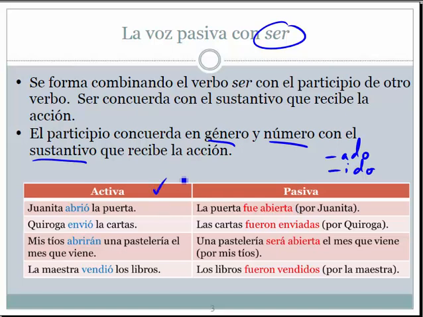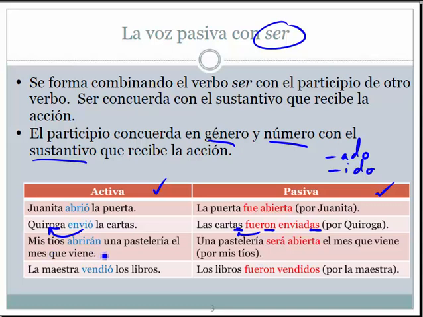Let's look at some active and some passive. Here's some active examples. Juanita abrió la puerta. Jane opened the door. Piece of cake. In a passive construction, now we're going to see that the door was opened by Jane. What matters is not who opened the door, rather that it was opened. Quiroga envió las cartas; las cartas fueron enviadas. Now notice how enviadas has to match cartas, fueron has to match cartas. This is where things are going to change a little bit, because envió matches Quiroga. But now the cartas have become the subject of the sentence, and the participle has to match.